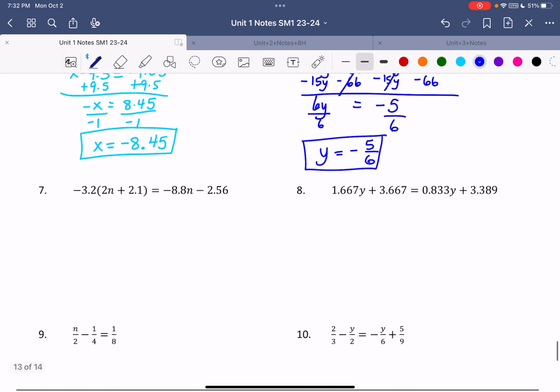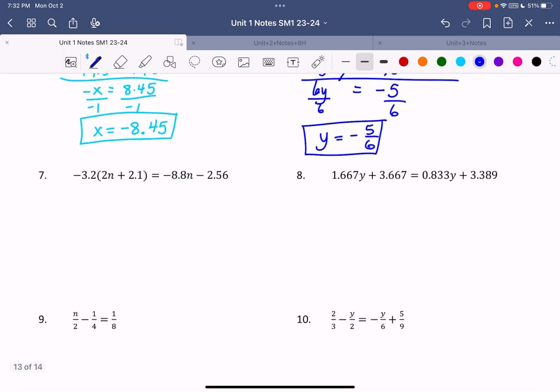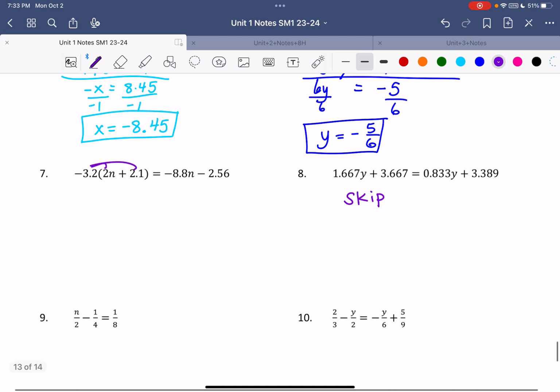All right, decimals. I think we are going to go ahead and skip number 8 because we get the same type of skill if we're looking at number 7. Number 7, we do have to distribute first. So we get, when we multiply, negative 6.4n minus 6.72. And that is equal to negative 8.8n minus 2.56.